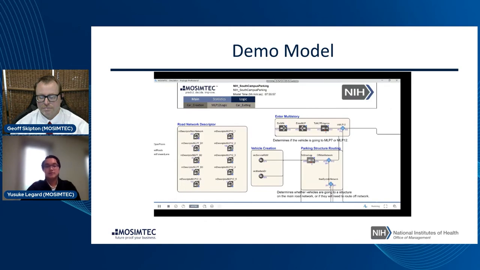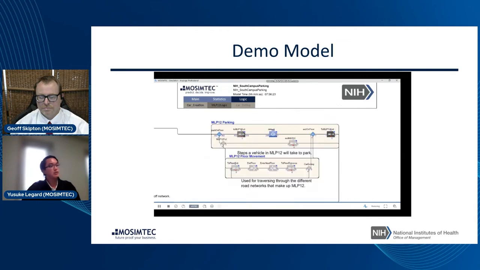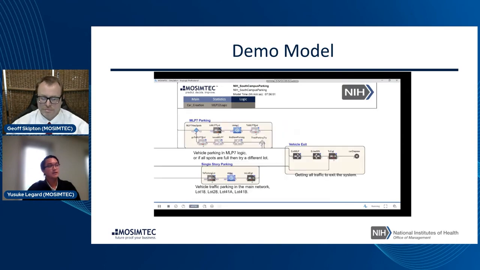We can also see the logic here. We have a road descriptor for each network, creation, routing, MLP12 movement and parking, and finally MLP7 parking and the other lots, as well as the vehicles exiting the system.